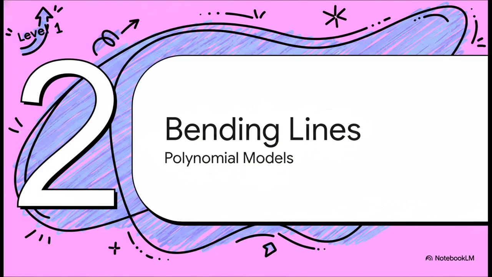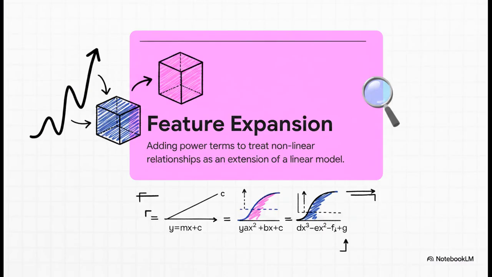Moving right into section 2, bending lines with polynomial regression. This is our level 1 upgrade. The secret sauce behind polynomial regression is a concept called feature expansion. Now, this is a brilliant mathematical trick. We're essentially modeling nonlinear relationships by treating them as an extension of a classic linear model. How? By explicitly adding power terms, like squaring or cubing our inputs. So the really crucial point to remember here is this. The model itself remains completely linear in its weights, but it becomes nonlinear in its features.